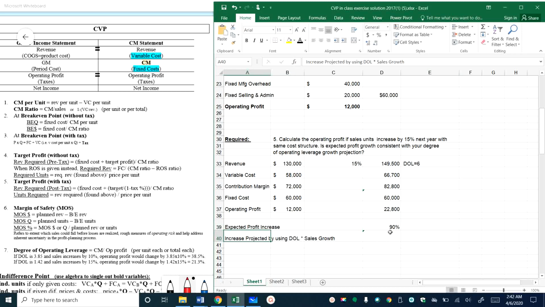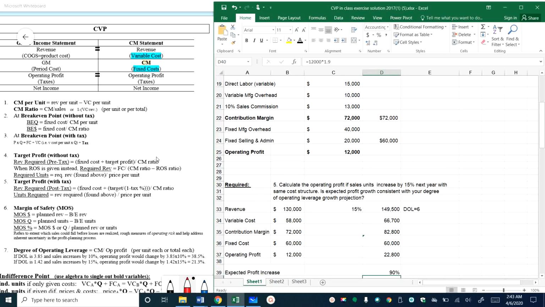So if our operating profit was originally 12,000 and we multiply that times the 1.9, then we should end up with that exact 22,800. And again, the math I did for that, because it was gray, is that $12,000 starting point times that expected 90% increase, so 1.9, gives us that $22,800.